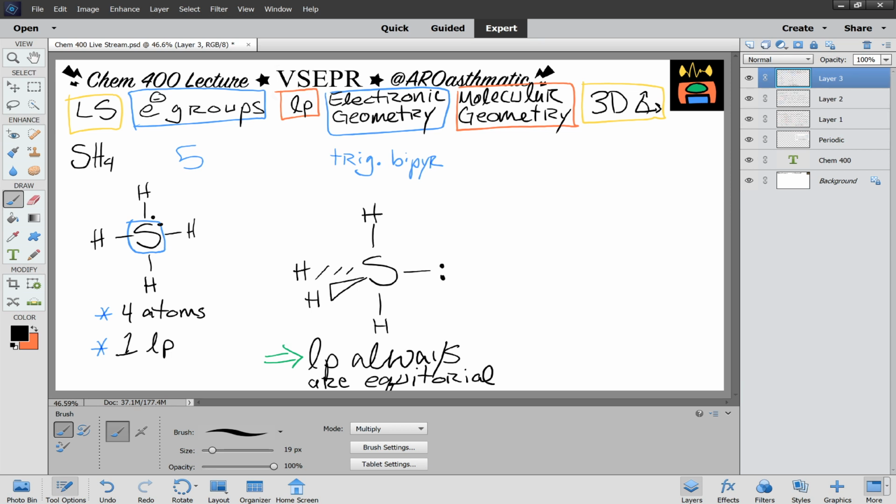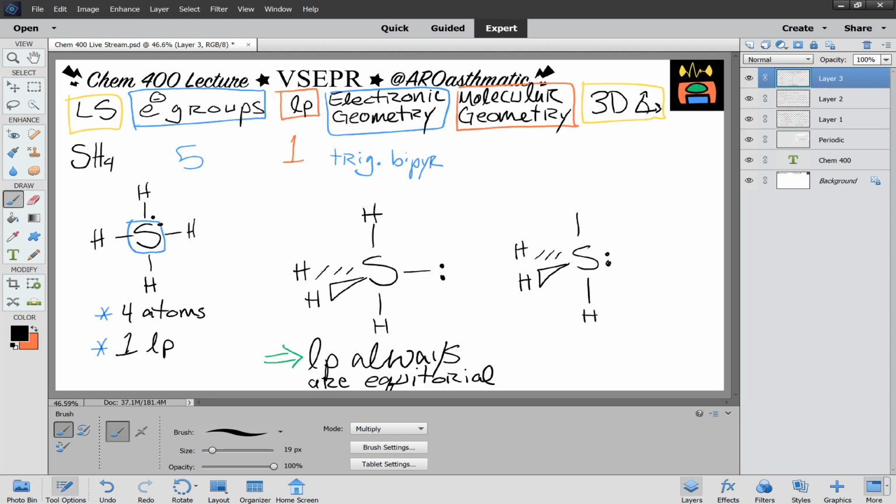All right. So now we need to look at our molecular geometry. We have 1 lone pair, so we know it'll be different than our electronic geometry. So let's take a look at the shape here. Again, molecular geometry does not look at the shape the electron groups make. It just looks at the shape the atoms make.